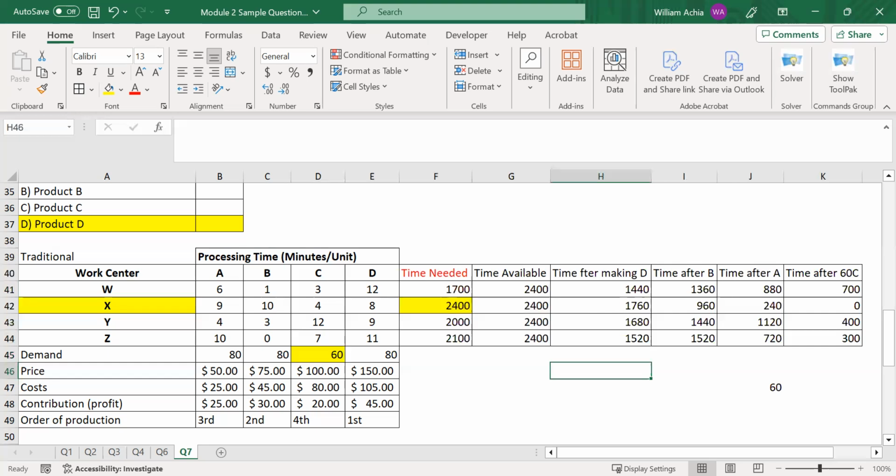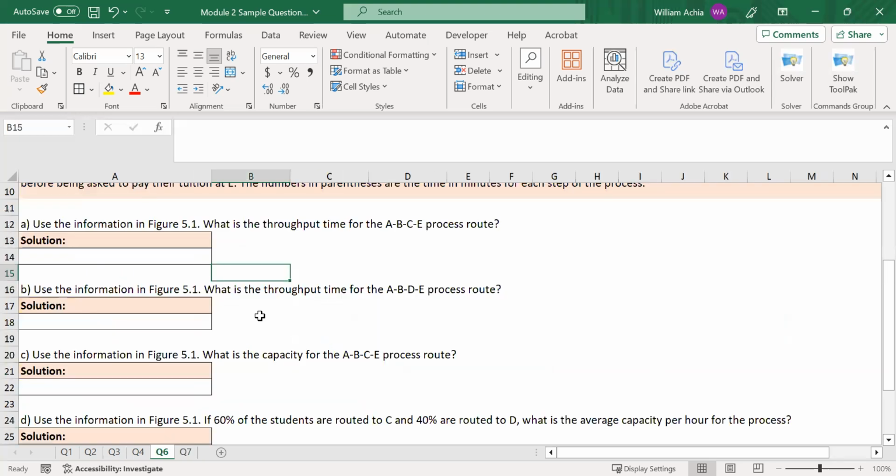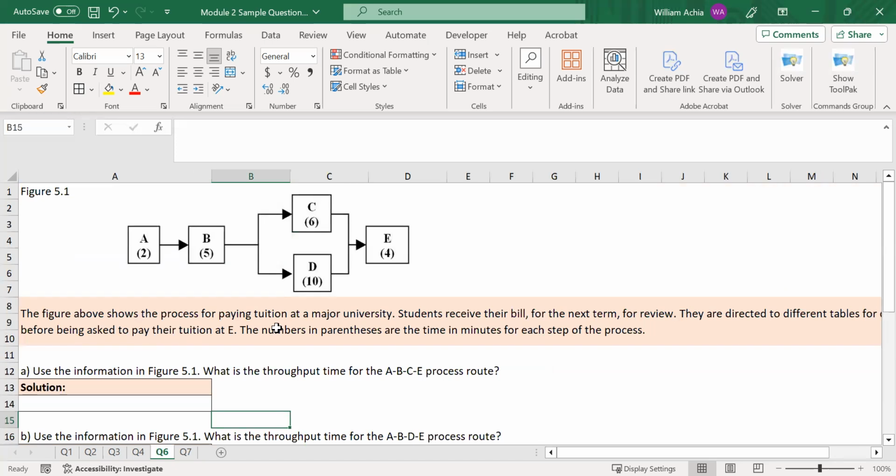Now, let me see what other questions we might have missed. Throughput questions are very straightforward. Question 6 is about throughput. The figure above shows the process for paying tuition at a major university. And the first question here was, what's the throughput time for ABC?